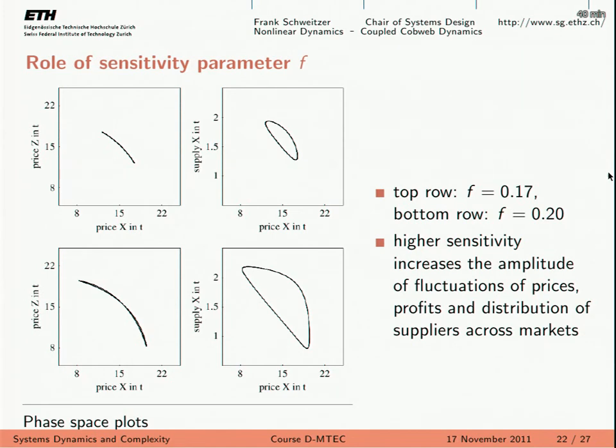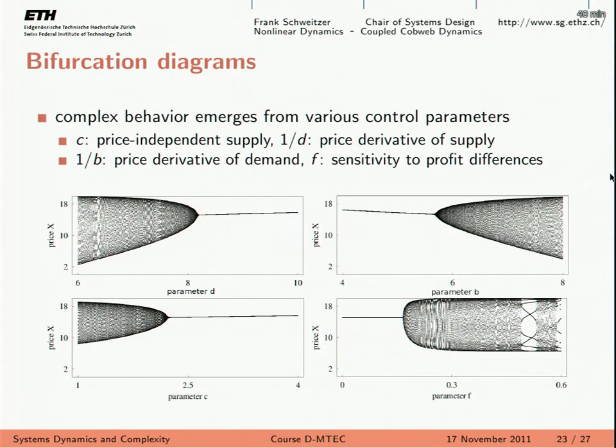But the interesting thing is that we can get chaos. In the next two slides, we have a lot of bifurcation diagrams depending on these parameters, all the parameters actually. So let's look at parameter F, the bottom right plot. This is the parameter F, the sensitivity of the suppliers, and the price in market X. As long as the sensitivity is below some value, 0.25, I believe, the price is more or less stable.